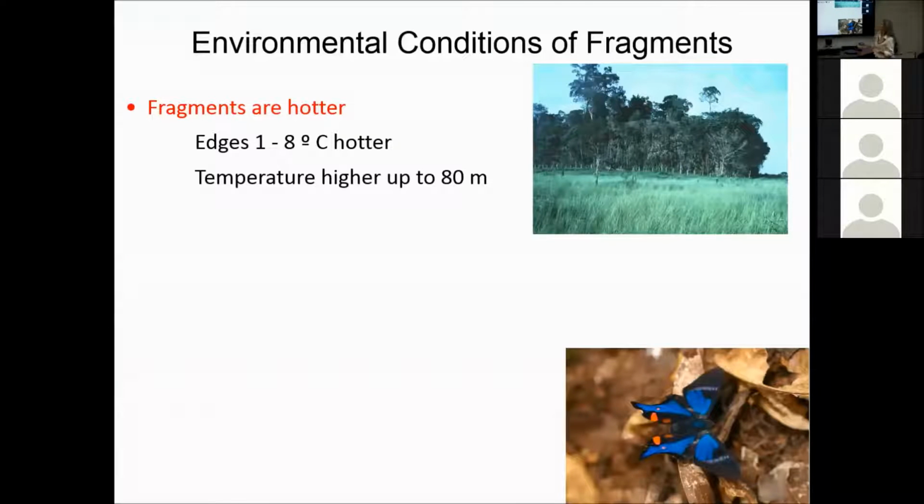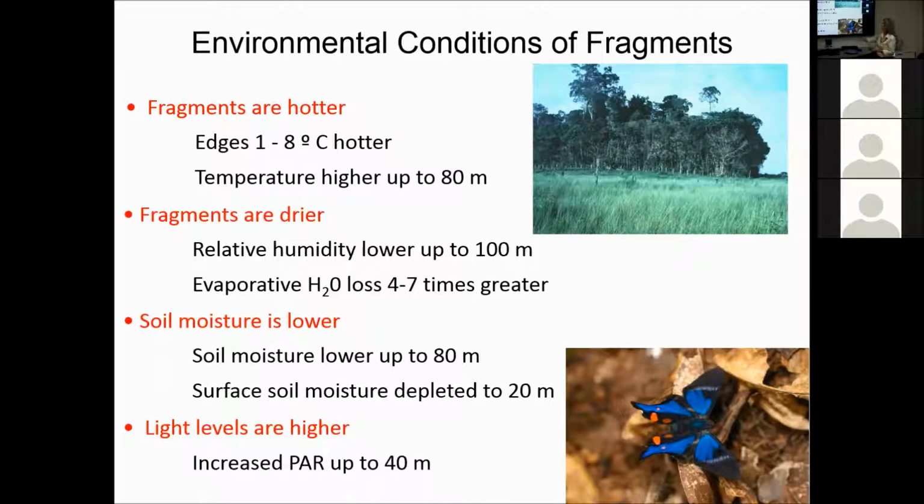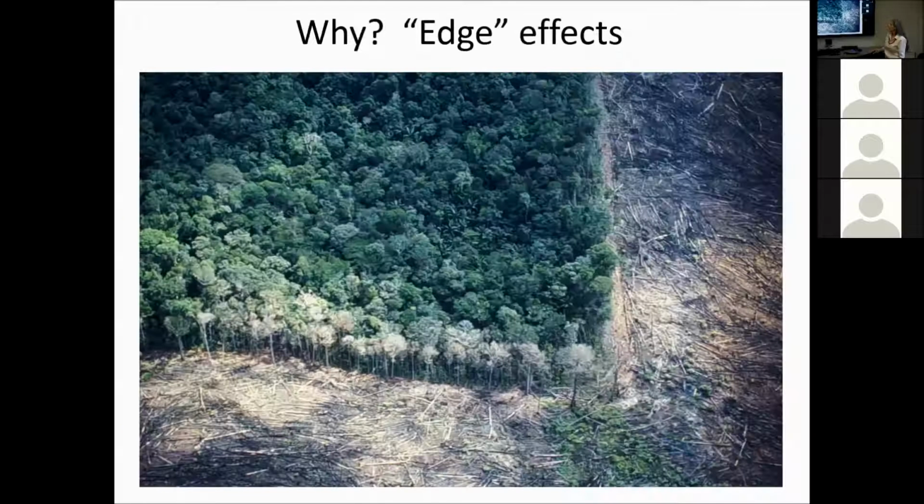The environmental conditions of fragments also change. They become hotter, they become drier, as you read about in the readings. The soil moisture is lower, as you read about, which makes them more susceptible to fire, and the light levels are higher. Light levels being higher may actually be a positive thing for some organisms; some butterflies, for example, like increased light and are more active.